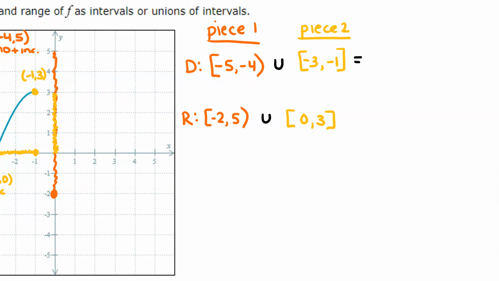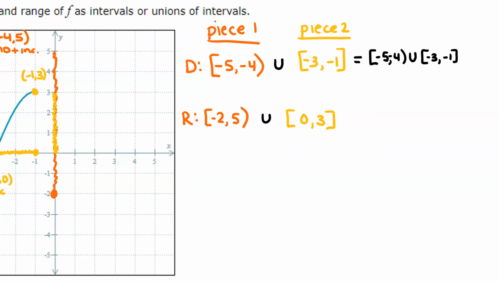Now, generally in domain, you're not going to have any overlap. Think about that. The idea of something being a function is that each single x gets only one y. So if something is used in the domain of the first piece, it won't also be used in the domain of the second piece. So there won't be any overlap, and we can just write them next to each other. Closed -5 to open -4, union, closed -3 up to and including -1.